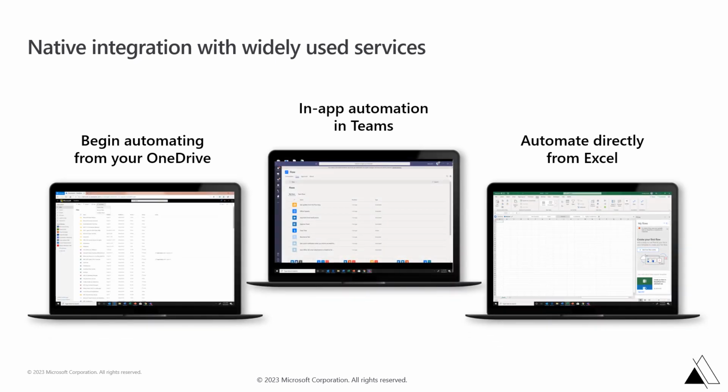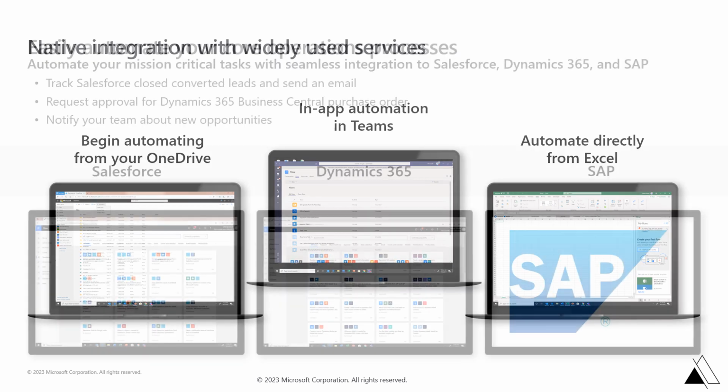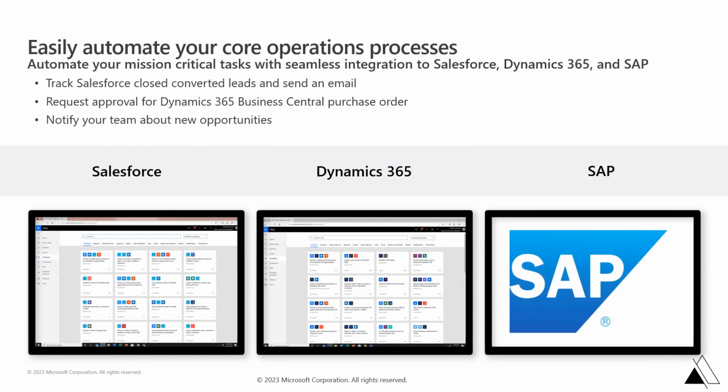With Power Automate, you can begin automating directly from your OneDrive, as you're using Teams, or as you create an Excel worksheet. No other automation service can be accessed and initiated so rapidly and efficiently. Power Automate also natively integrates with Dynamics 365 to help automate your CRM and ERP core processes. Power Automate is also integrated with Salesforce and will soon have connectors for SAP.